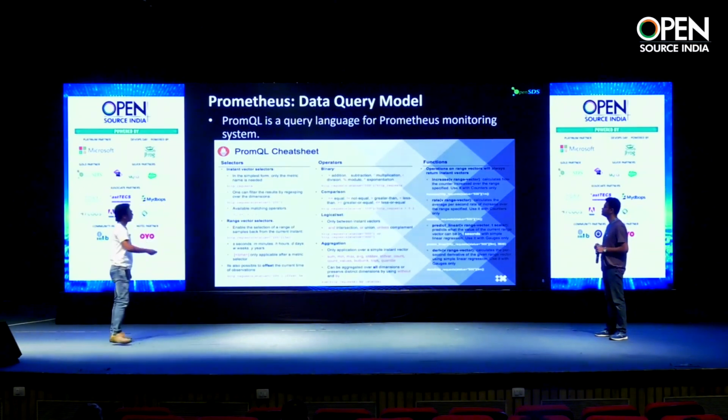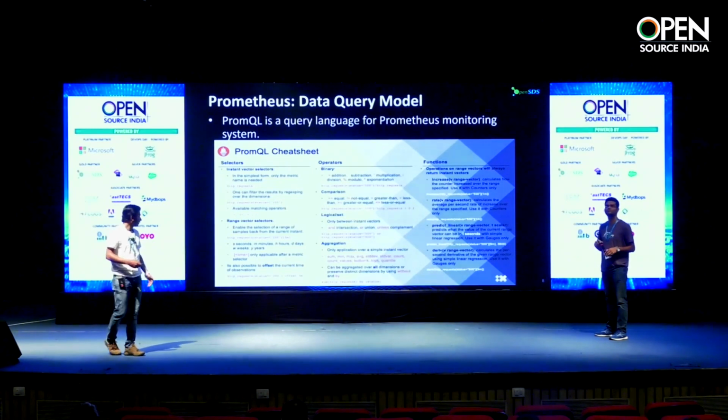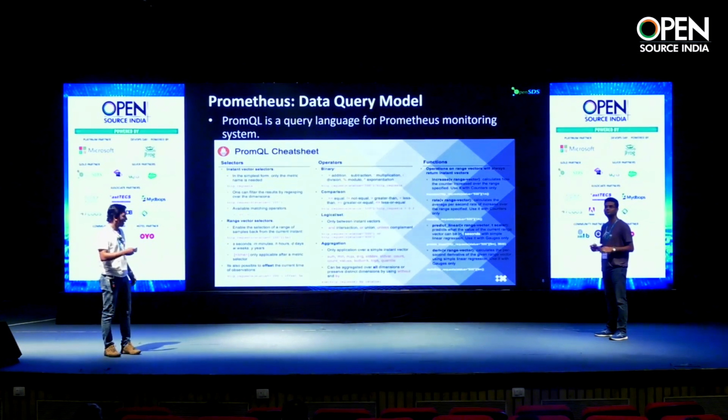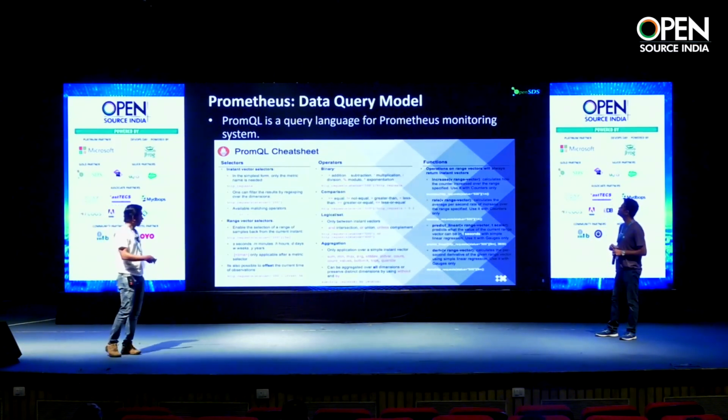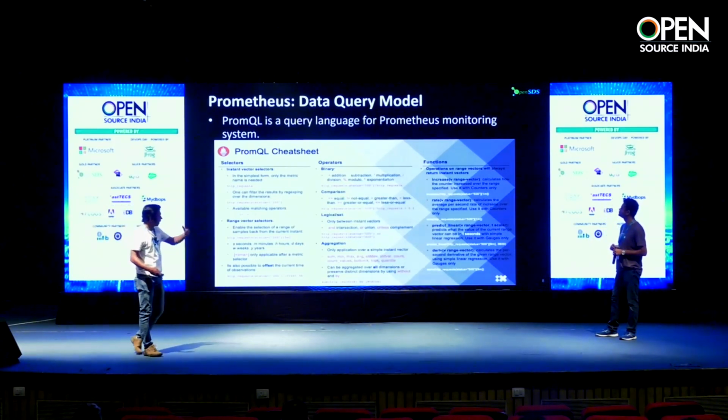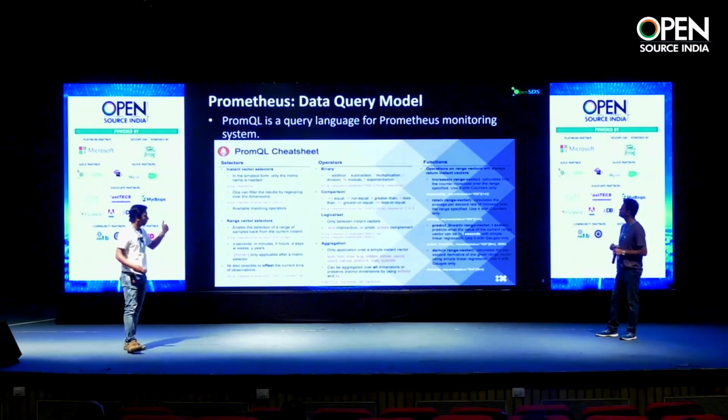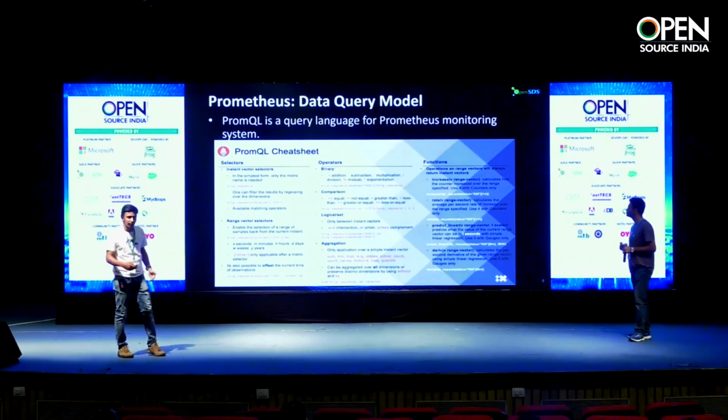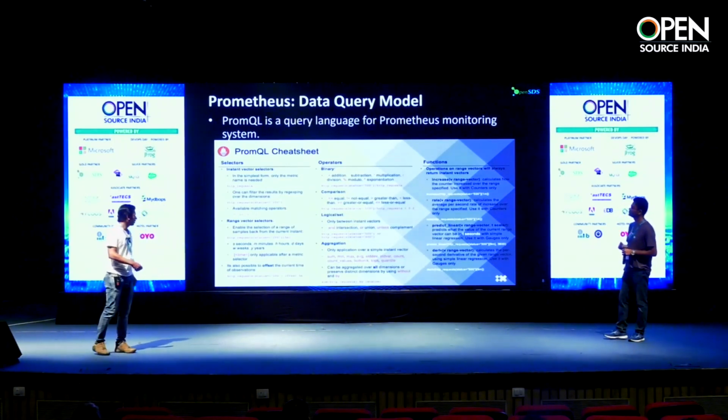And it has also got operators: addition, subtraction, logical operations. Aggregation can be used by applying functions like sum, min, max. Also on aggregated metrics, on range vector metrics, you can apply functions like increase, rate. So these are all inbuilt functions available in Prometheus.